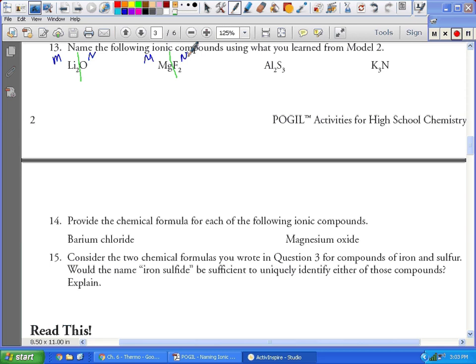So now since we know all of these are ionic, my question to you is, what will you not see in any of these names? No prefixes. Okay? Now, the second thing we need to do is just pretty much name what we see.